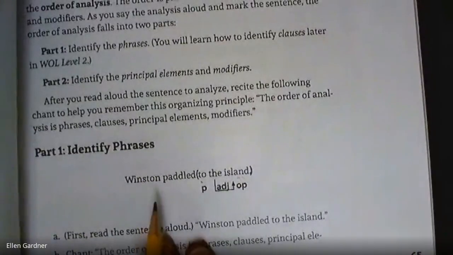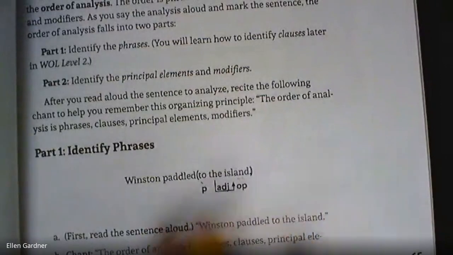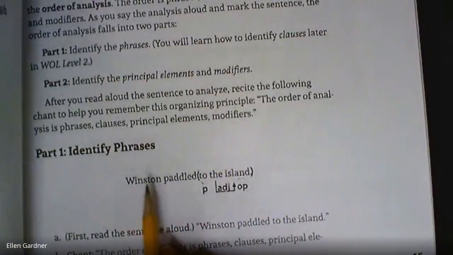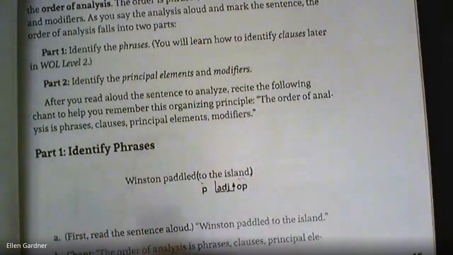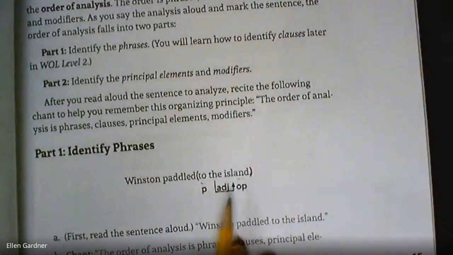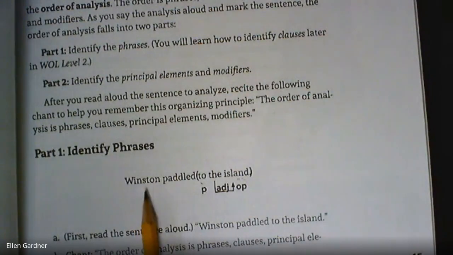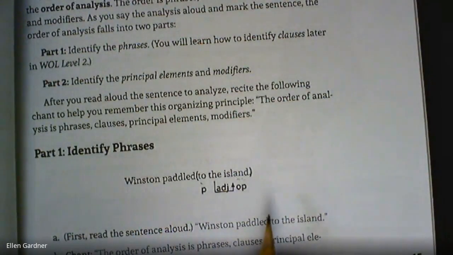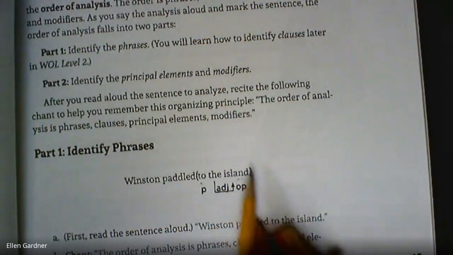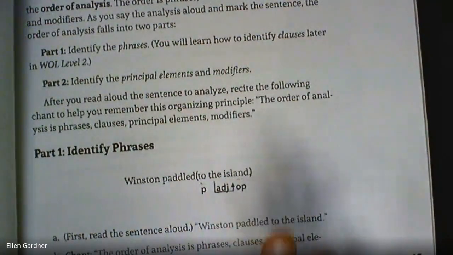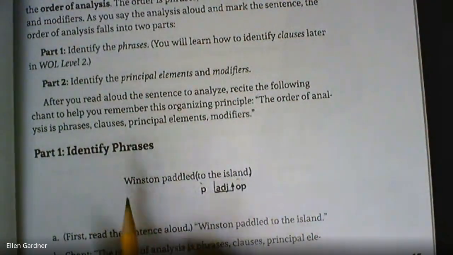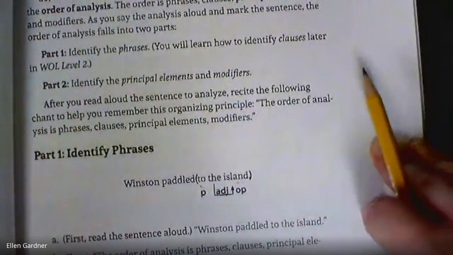Okay, let's take a look at a sentence with it, and we won't go through the whole analysis. We'll go over that tomorrow in our lesson, but we'll get started on at least just how a prepositional phrase looks in a sentence. So in this sentence, it says, Winston paddled to the island. We'll actually analyze the prepositional phrase first before we even do the subject and predicate.